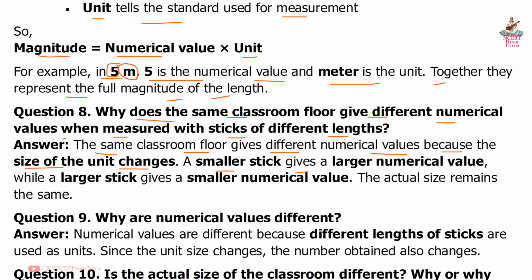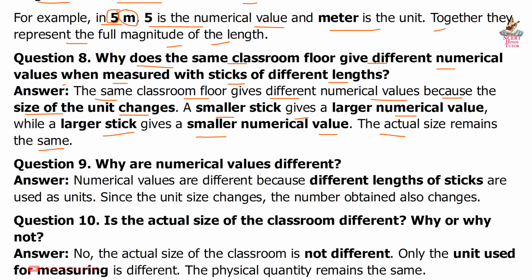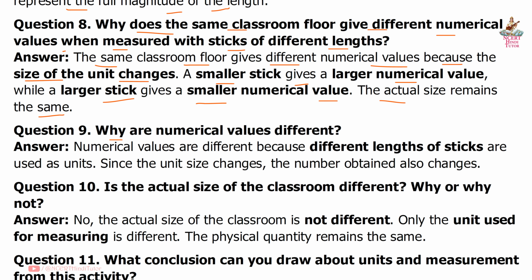A smaller stick gives a larger numerical value, while a larger stick gives a smaller numerical value. The actual size remains the same. Question 9. Why are numerical values different? Answer: Numerical values are different because different lengths of sticks are used as units. Since the unit size changes, the number obtained also changes.